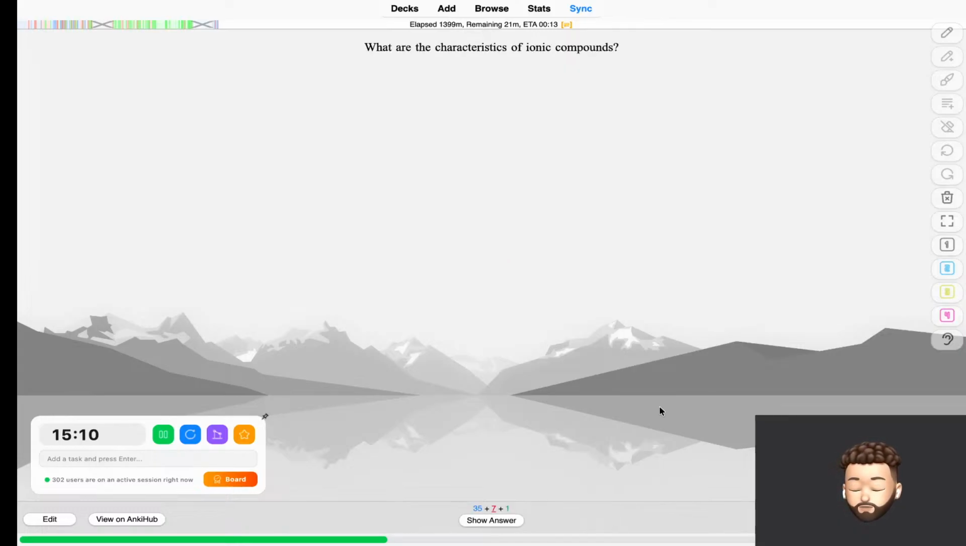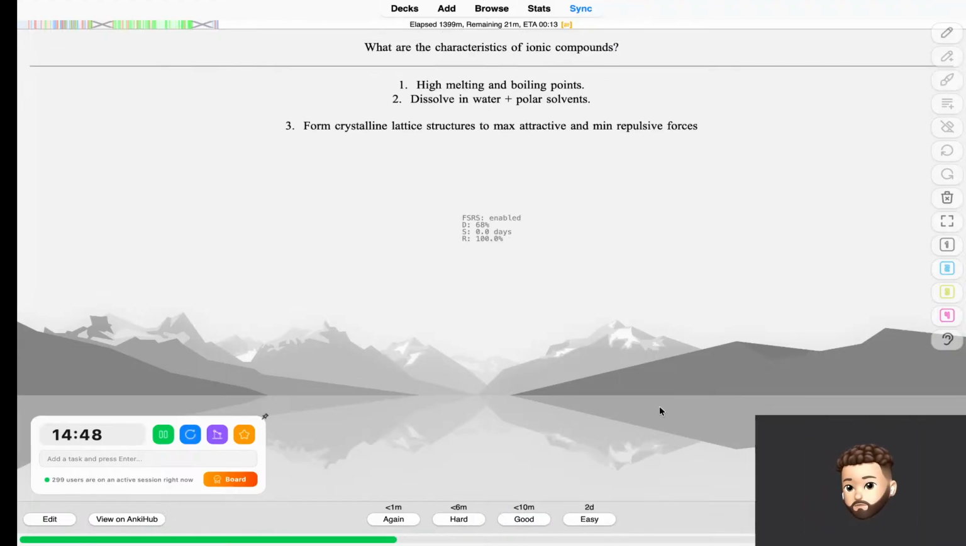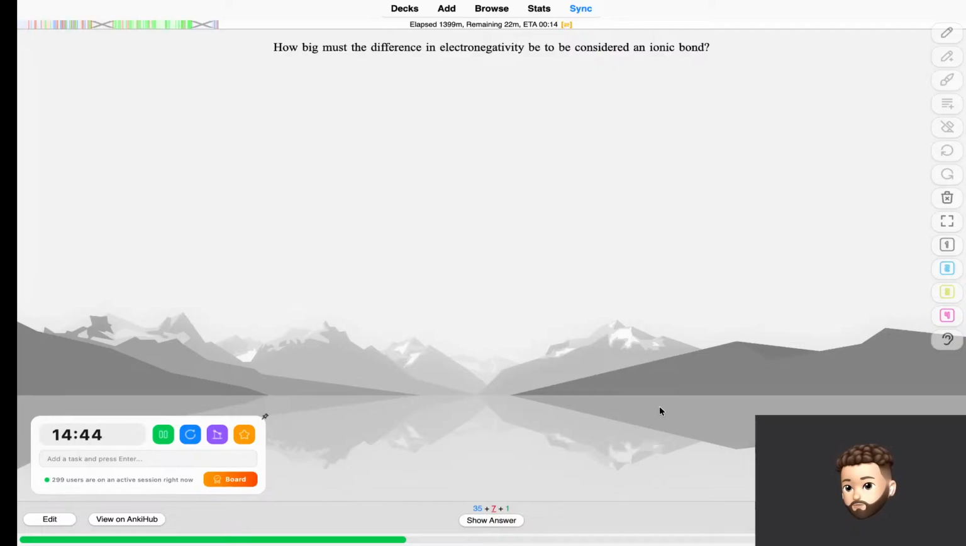What are the characteristics? They have high melting and boiling points. They dissolve in water and polar solvents. And they form a crystal lattice in order to maximize attractive and minimize repulsive forces. How big must the difference in electronegativity be to be considered an ionic bond?